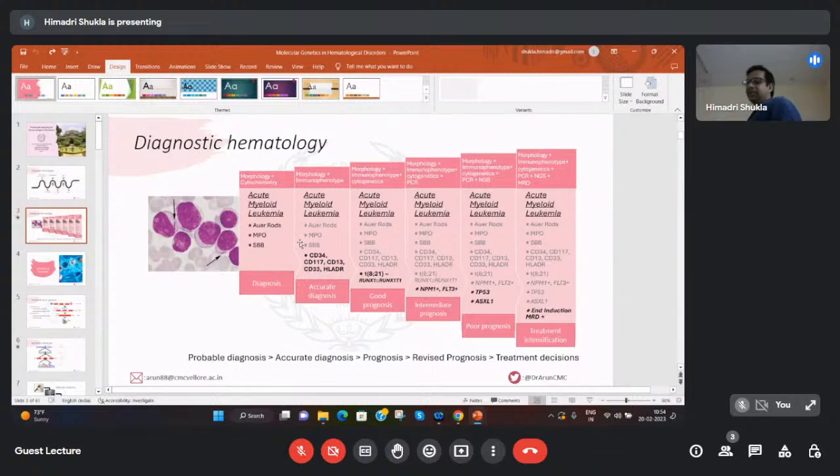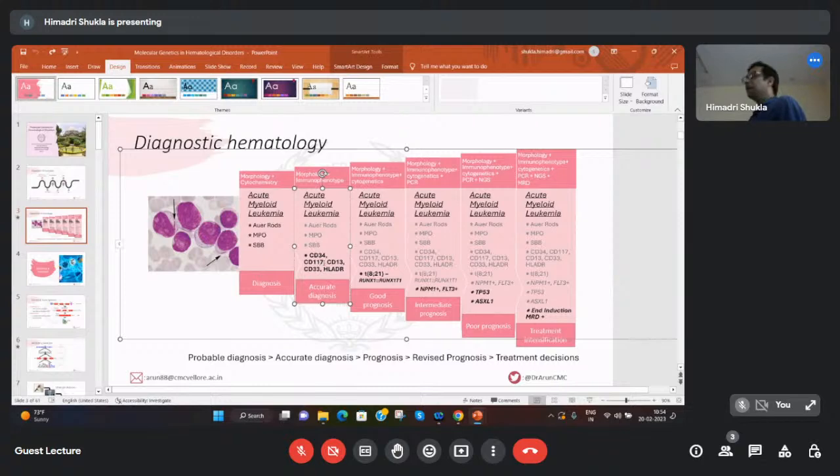So moving ahead, if you had access to flow cytometry, markers like CD34, CD117, CD13, CD33, HLA-DR, they all come positive. Now you can be very sure. You can say with 100% surety that it's a case of AML. There's no doubt in my diagnosis. But that's all you can say. All you can say is you can give an accurate diagnosis.